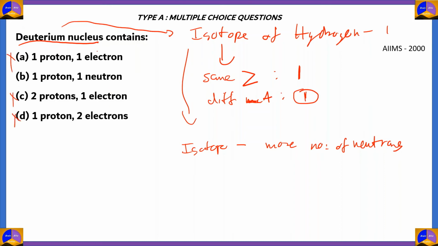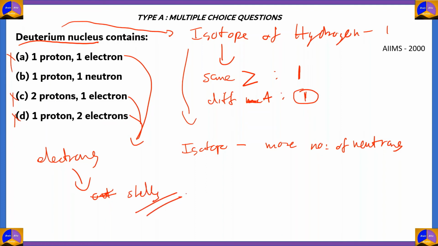The reason being that they say that an electron is present in the nucleus, but electrons are always present in the shells around the nucleus. So they orbit in energy levels around the nucleus. So therefore option A, option C, and option D are incorrect. The right answer is option B, 1 proton, 1 neutron. Different mass number, but the same atomic number. And since the atomic number of hydrogen is 1, deuterium must also have 1 proton in its nucleus in order to get the same atomic number. So option B is the right answer.